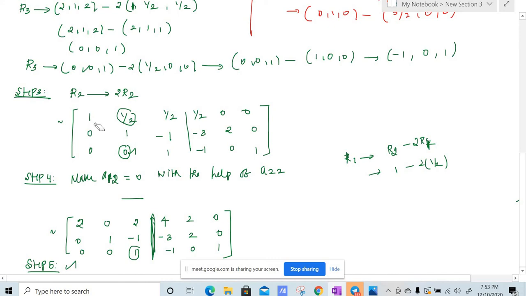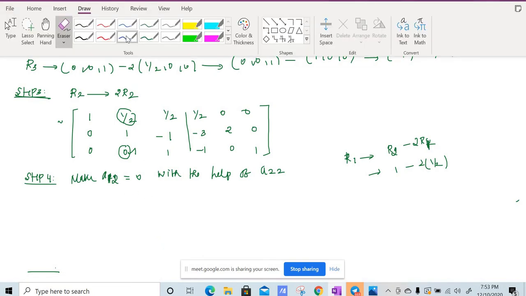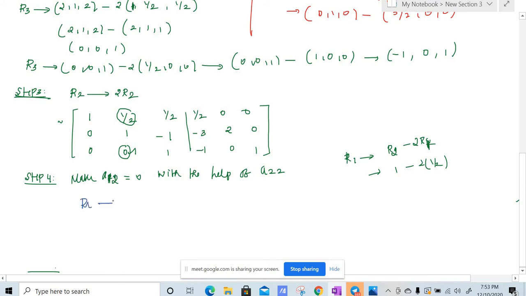Actually, if you do this operation, this will be made 1, right? So we should use R1 is equal to R1 minus 1 by 2 R2, right? So if you use that operation, this element is changed to 1, right? So R1 minus 1 by 2 R2. So this will be 1 by 2 1.